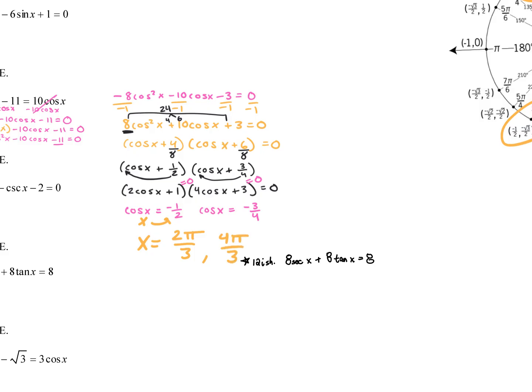Now we're going to do the same thing with our second equation here. We're looking for where we have an x value of negative 3/4. Do we have any x values on our unit circle of negative 3/4? No. So this one's not on the unit circle. So we only have two answers.